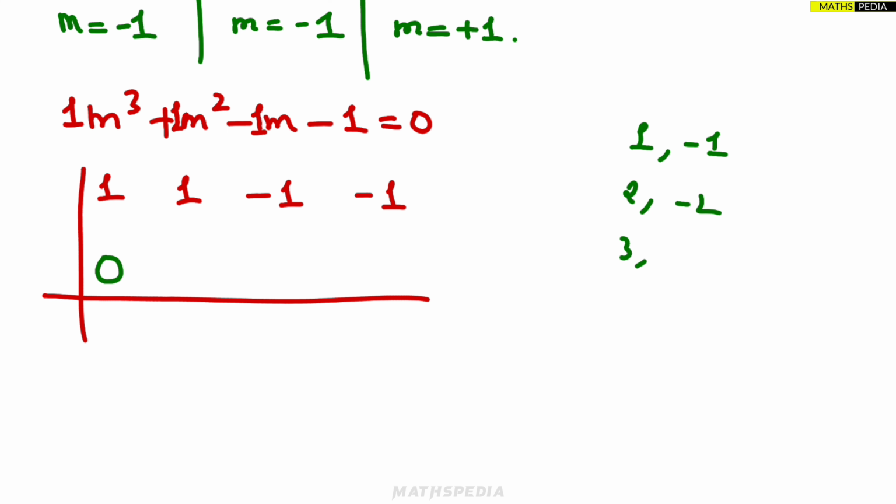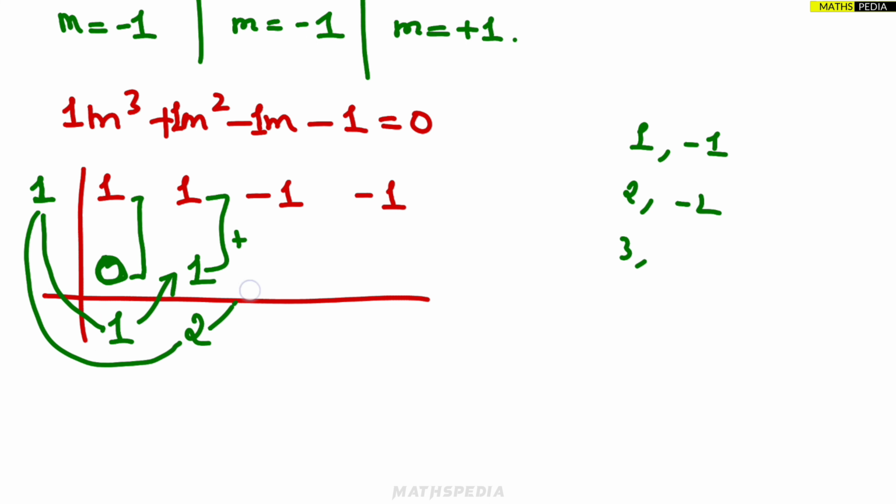We'll go with 1 first. So 1 I will put here. Now 1 plus 0 is nothing but 1. So always 0 is fixed for all the questions. Okay. Now 1 into 1, write it over here, 1. Add both, 1 plus 1, 2. Then again 1 into 2, write it here, 2. Add both, minus 1 plus 2 is plus 1.